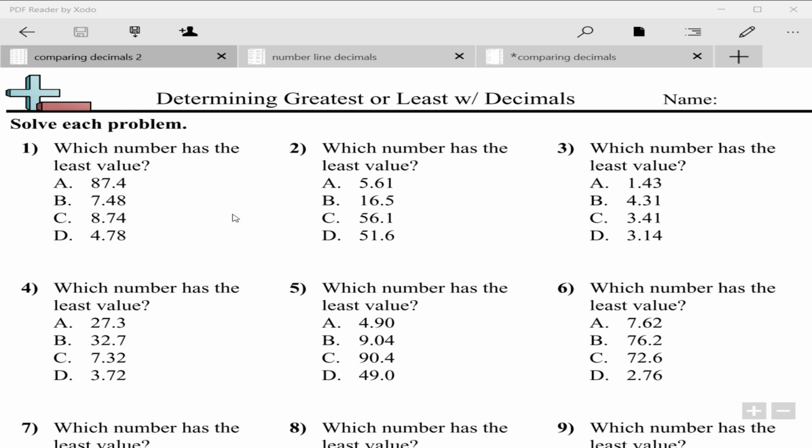All right, here is another video on comparing decimal values, and this is just asking which number has the least value, or what is the smallest number, right? So we have to go and look at all these numbers and figure out what is the smallest number.